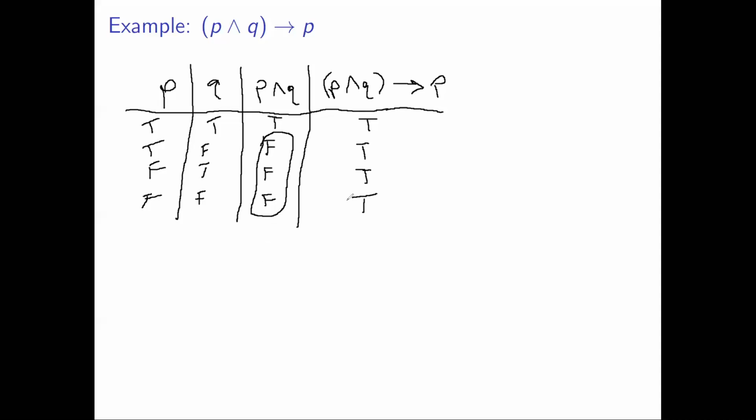So we got this last column, all truths. So this is a tautology. And I think that's the last example of tautologies.